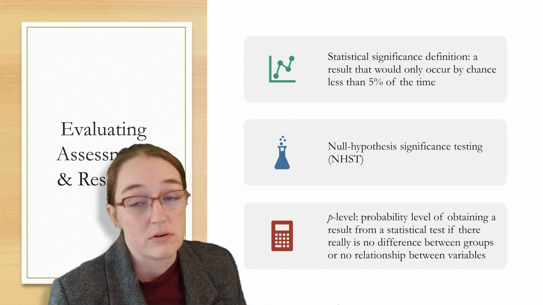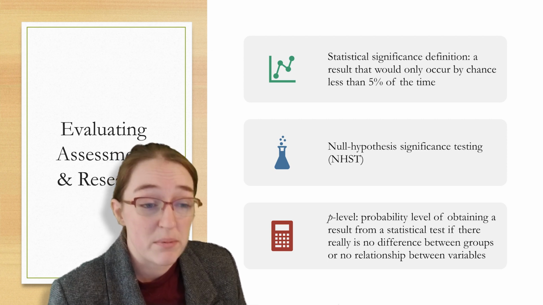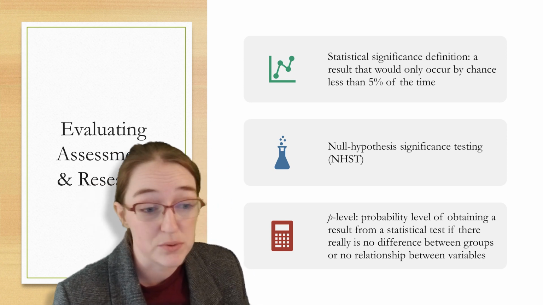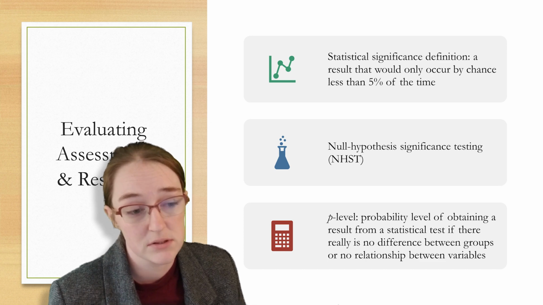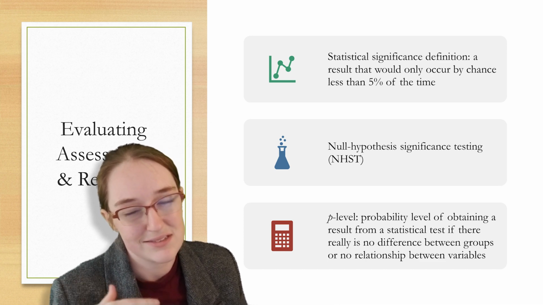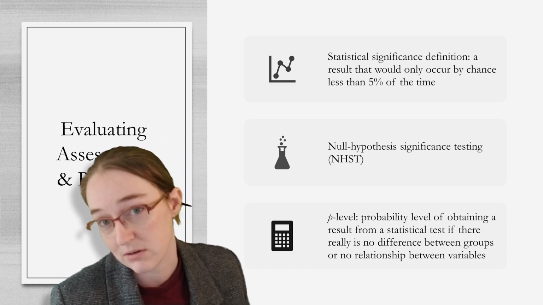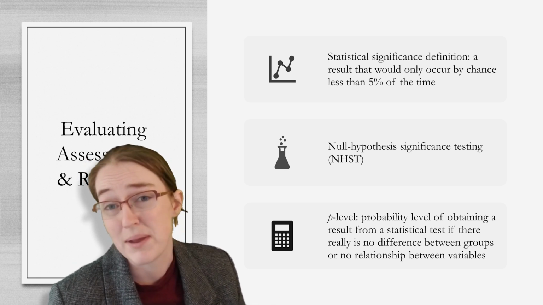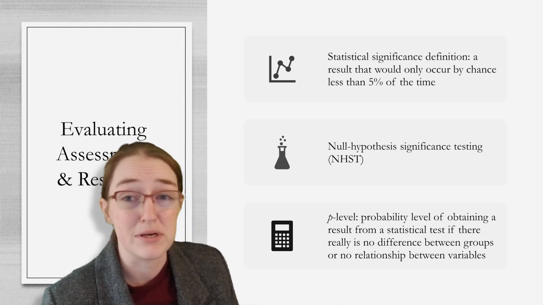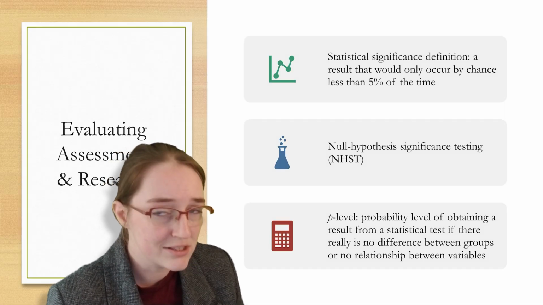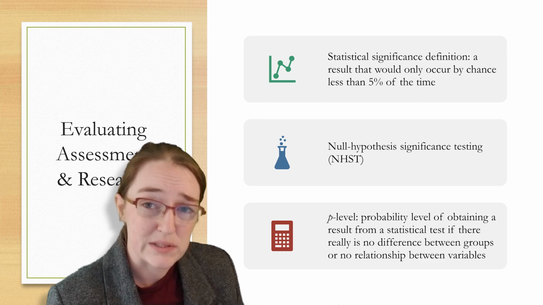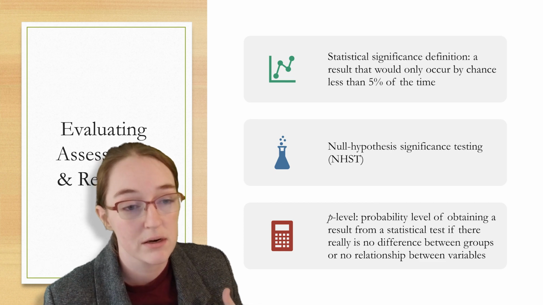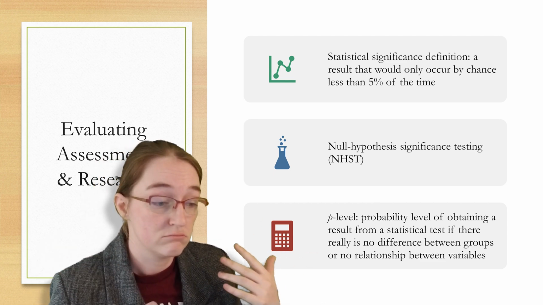So the p-value, or as the book calls it, a p-level, is the probability of obtaining a result from a statistical test if there really is no difference between the groups or no relationship between the variables. There are some nuances here, but this definition is not incorrect, and it gives you the basic idea. There are highly technical definitions that I'm happy to talk to you about, but you're probably not happy to hear about them. So essentially, significance testing is telling you how unusual your data are, if there's actually nothing to see here.